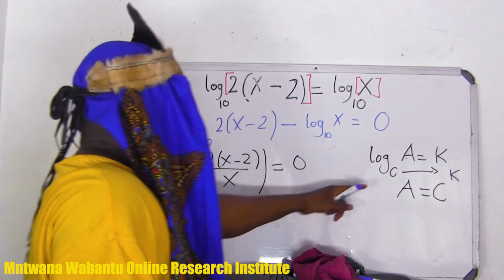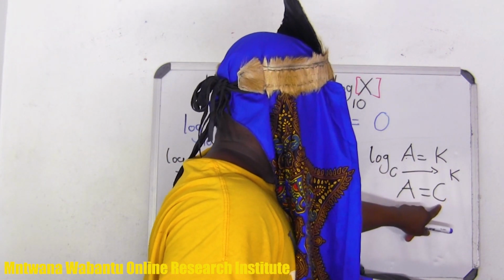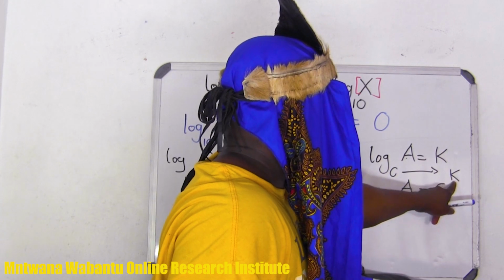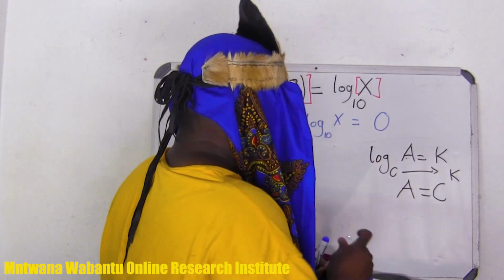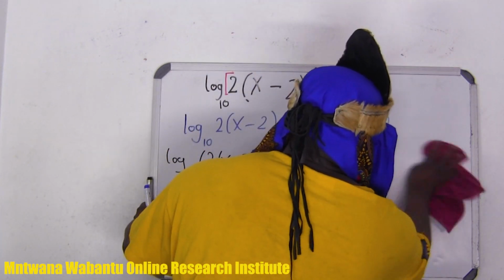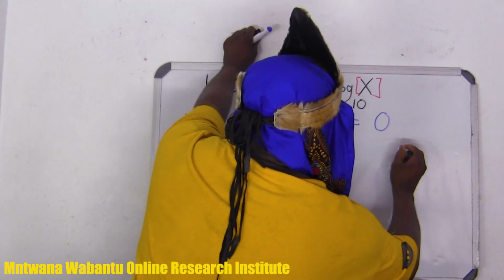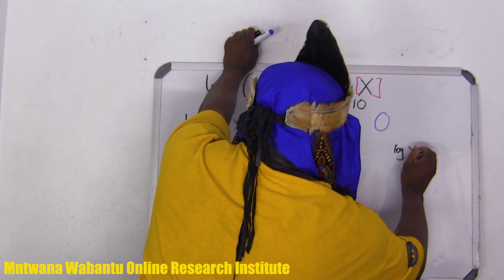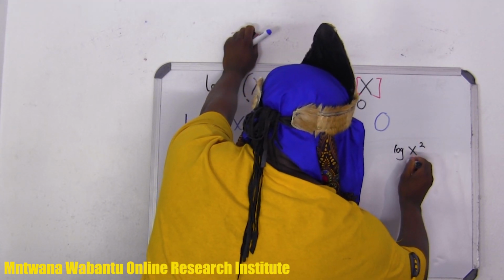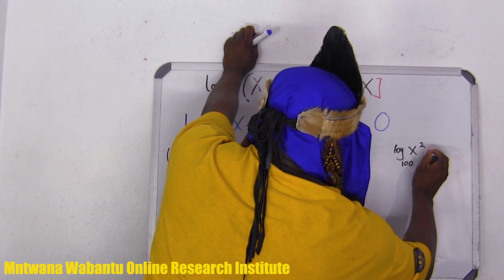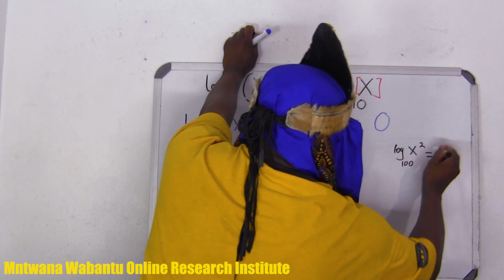For example, you just push it here. See, c came here, and then this is going to go as a power k, and this a you write, and the log will disappear. For example, let me give you an actual example. Let somebody give you log x squared, and then here they give you 100 equal to 0.